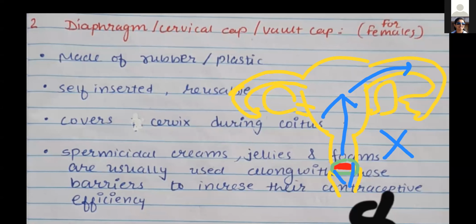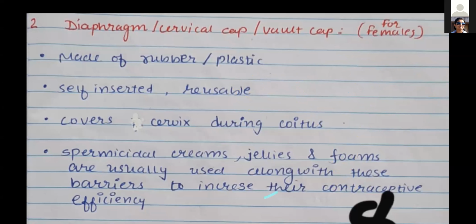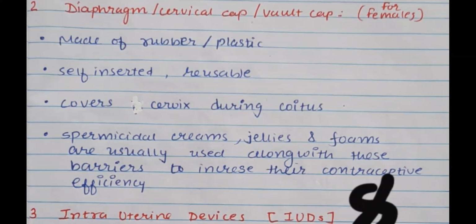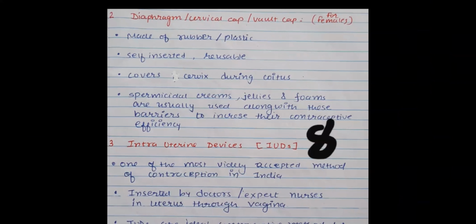So diaphragm, cervical cap, and the vault cap. These are for females, made up of rubber or plastic. They are self-inserted, reusable, and cover the cervix region. To increase their efficiency, these devices are used along with spermicidal cream, jelly, or foam. Did you understand this much information on the barrier methods? Barrier methods clear?